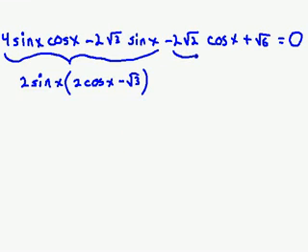Then I'm going to look at the second grouping and I'm going to try and get the same thing in parentheses after factoring something out. So what could I factor out to get the same thing in parentheses? Well, I could factor out, how about a minus radical 2.